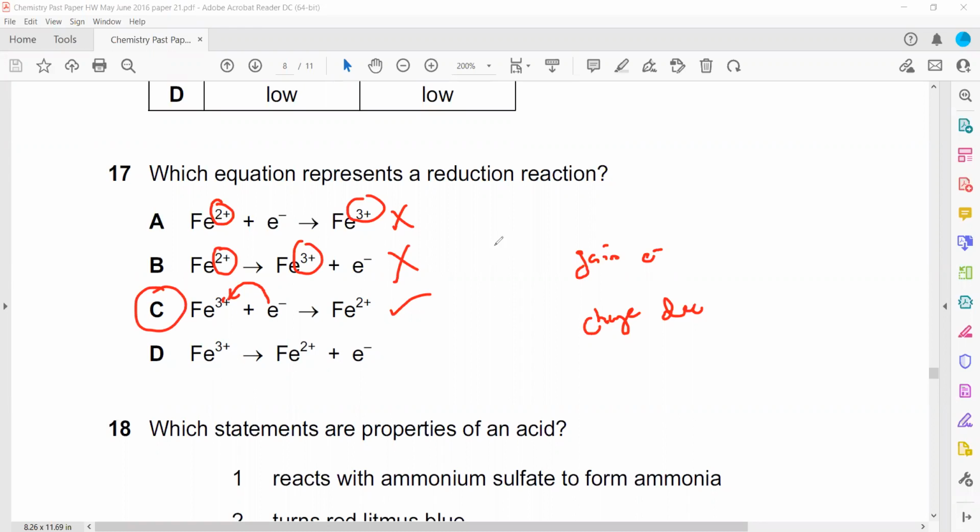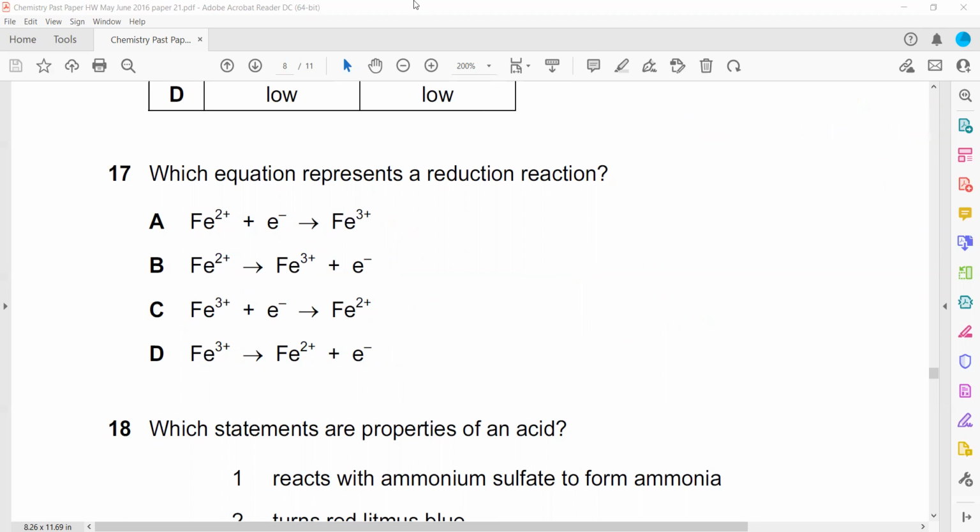But in D, what is the meaning of this? It means iron 3 turned into iron 2 by loss of electron, because electron is written on the right hand side. So it means it is a loss. But that is totally wrong. This is not a loss of electron. This should be a gain of electron. So reduction is a gain of electron, so that the charge should also decrease the overall net charge.